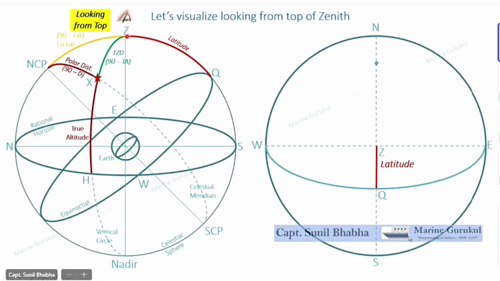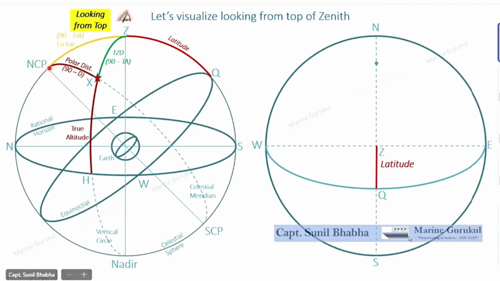From the Z point, if you go towards the N point, towards the north point is here. So from Z, if you move towards the north point a distance equal to your co-lat, or 90 minus latitude, you will reach the north celestial pole. So let us show this in our diagram now.